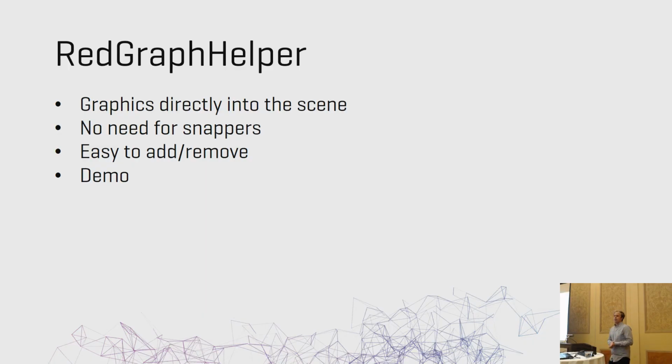So there are many ways of adding these graphics to CET. One of the ways is the RedGraphHelper, and it is under CM Core Red 3D Debug RedGraphHelper, and you can add graphics to the scene here. So like direct lines or spheres or rectangles or coordinate systems, whatever. And it's easy to add and remove stuff from here. So I will show you an example of how it can work.